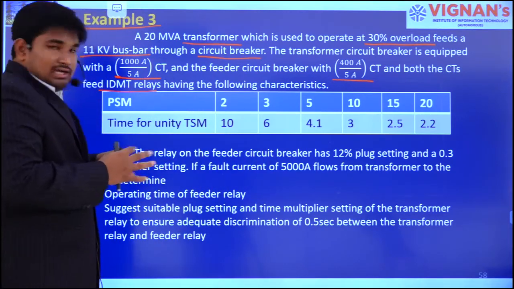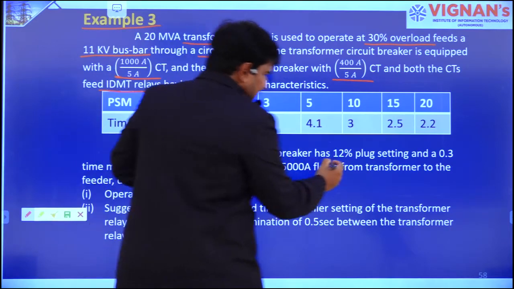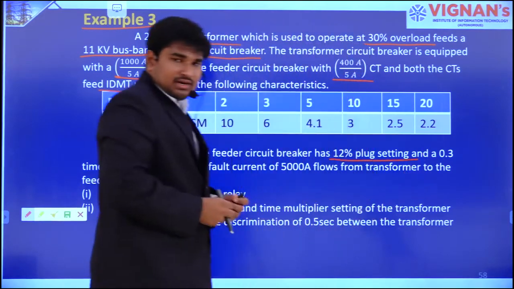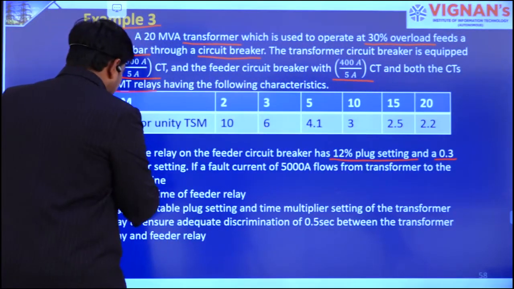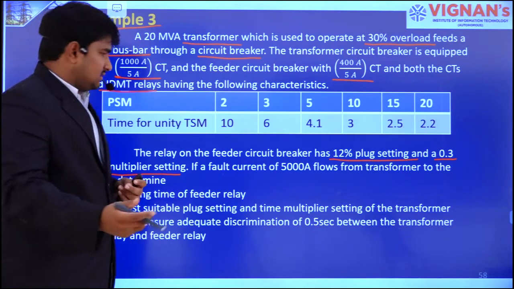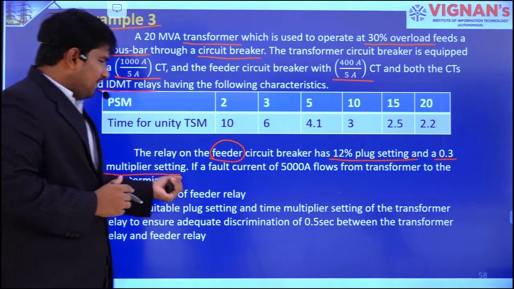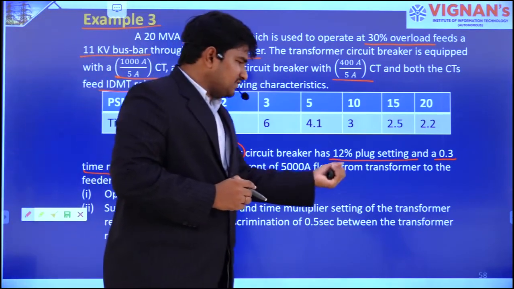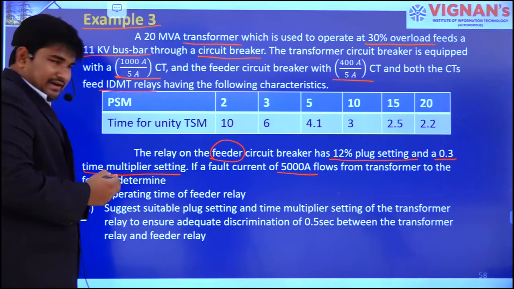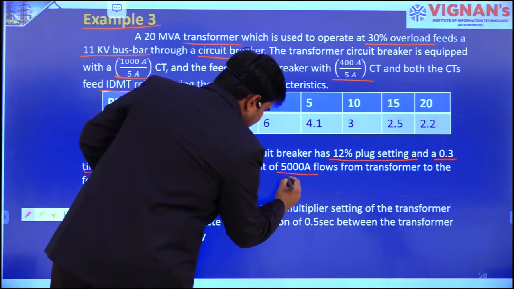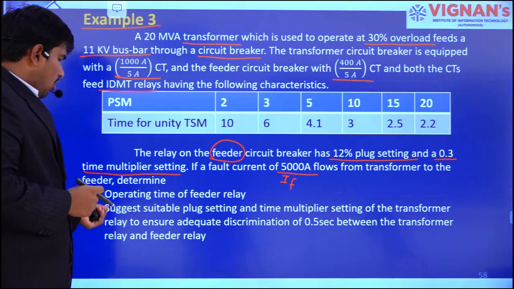Now we have another data. The relay on the feeder circuit breaker has a 12% plug setting and a 0.3 time multiplier setting, that is TMS. So this is for the feeder. And if a fault current of 5000 amperes flows from the transformer to the feeder, right, the fault current given is 5000. Now determine the operating time of the feeder relay.